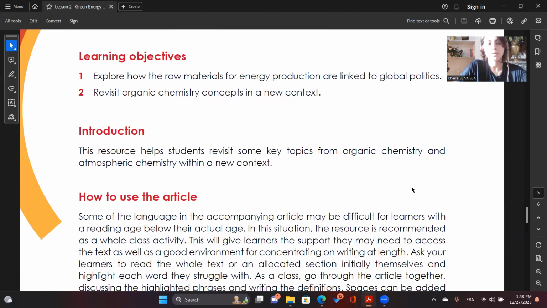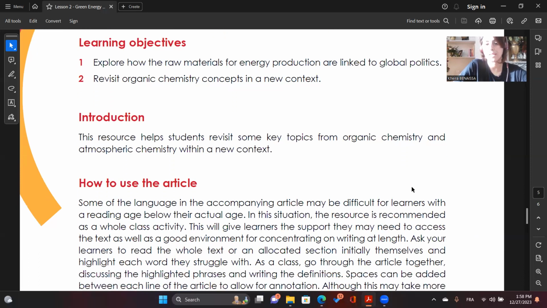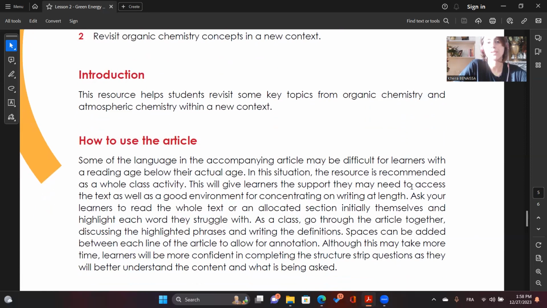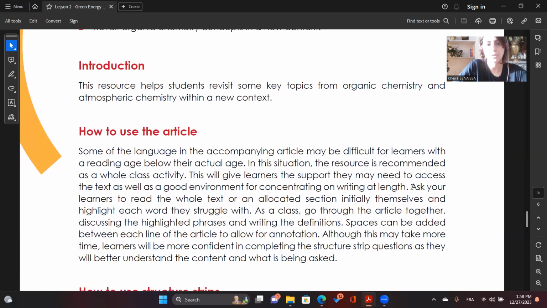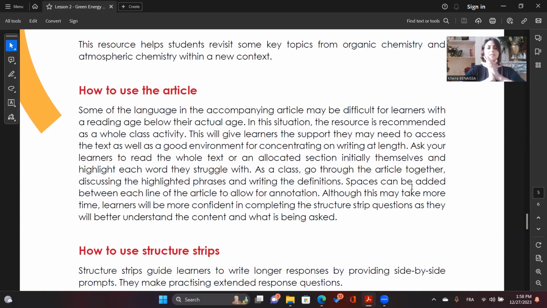Introduction: this research helps students to revisit some key topics of organic chemistry and atmospheric chemistry within a new context, which is the energy context. So, how to use the article or the text.